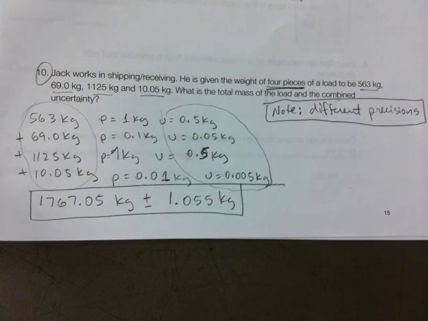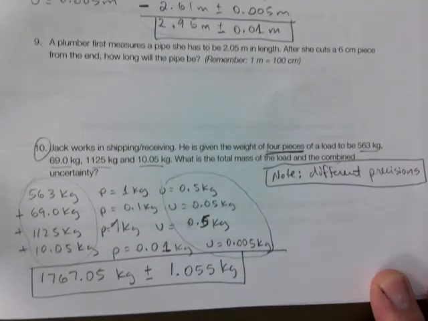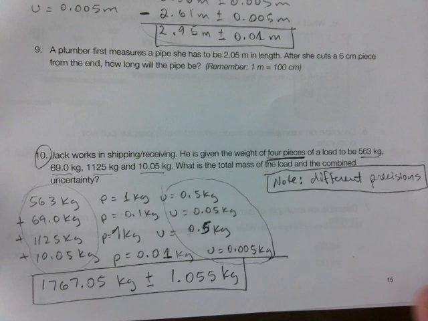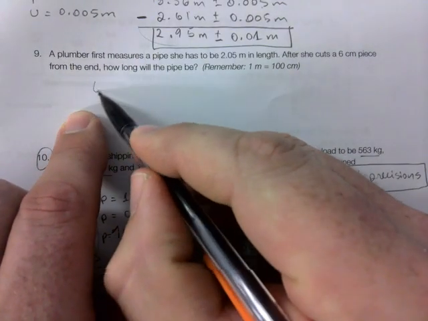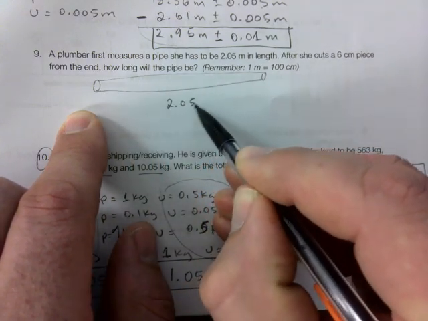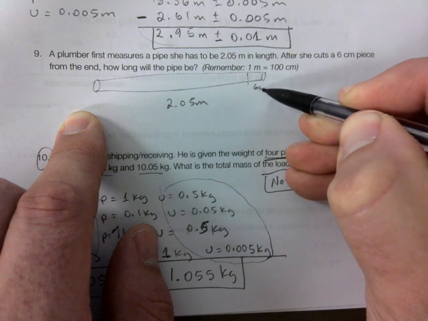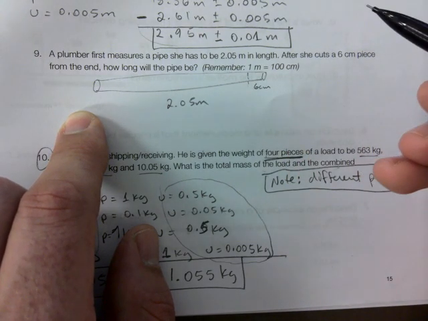Number 9. Okay. I think the wording is a little confusing, right? Well, I didn't write it, so I can't be blamed for it. Anyways, a plumber first measures a pipe to be 2.05 meters in length. After she cuts off a 6 centimeter piece from the end, how long will the pipe be? So the idea is that you have your piece of pipe, and that is originally 2.05 meters, but then you cut off a 6 centimeter piece off that.